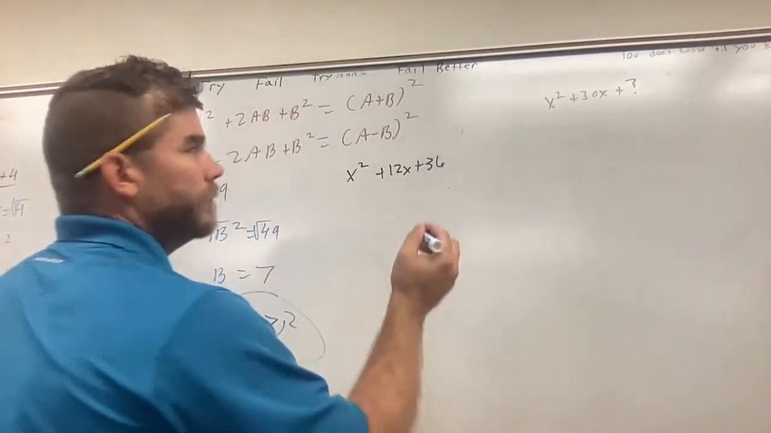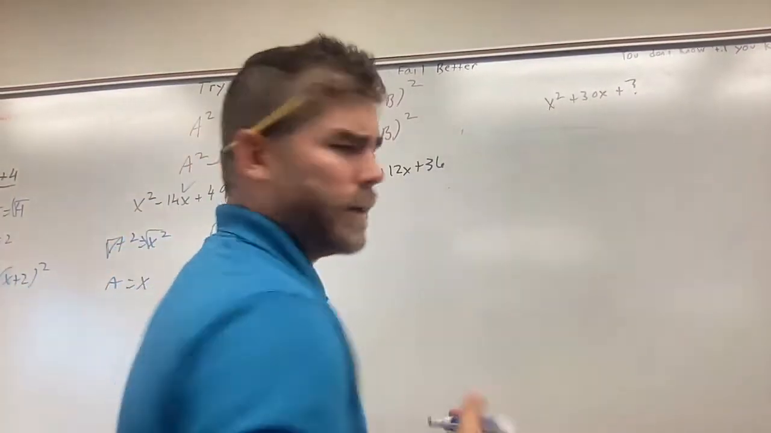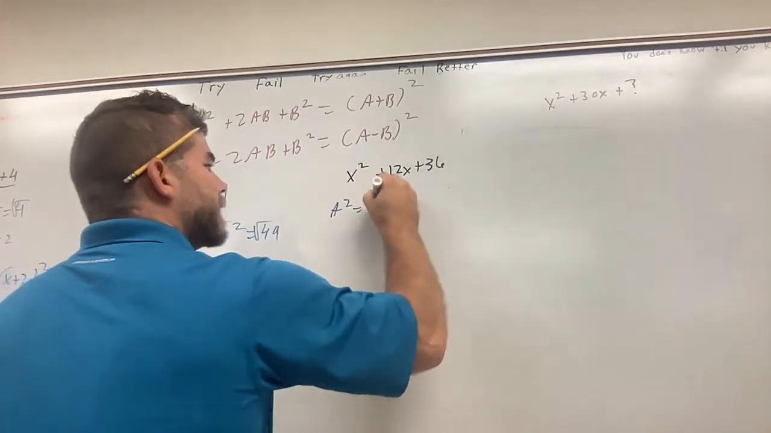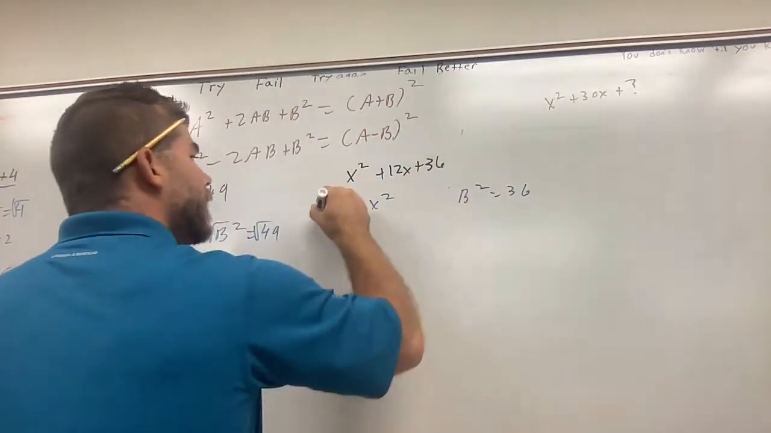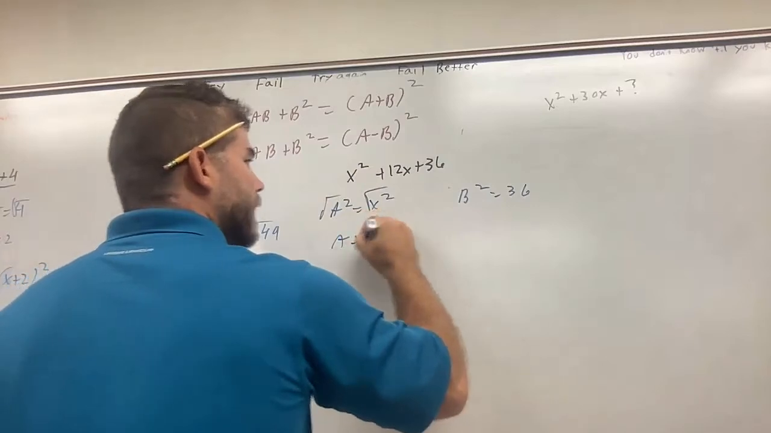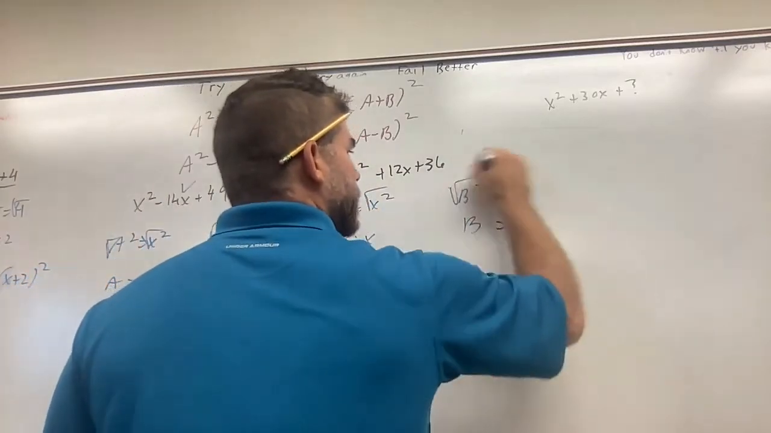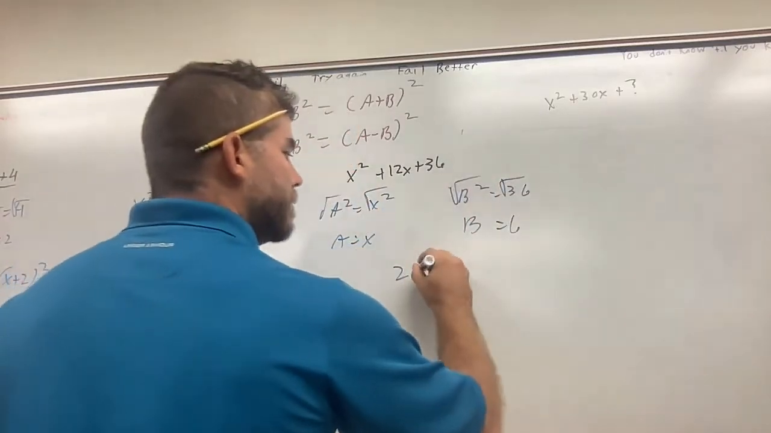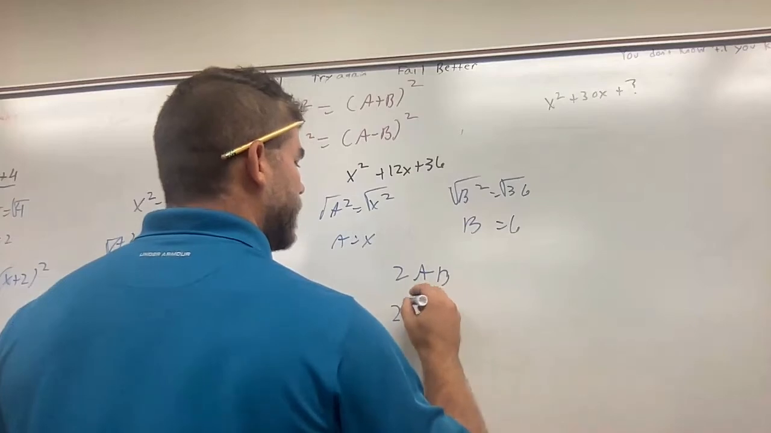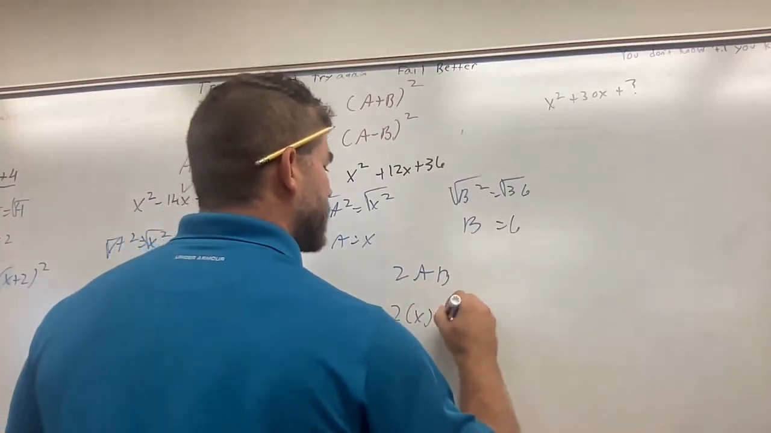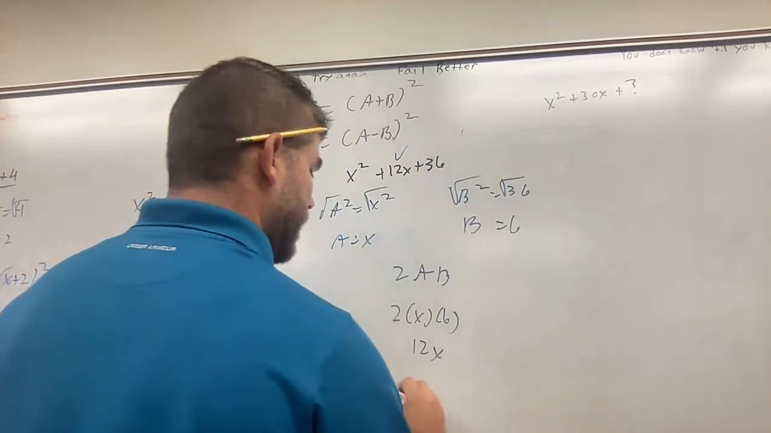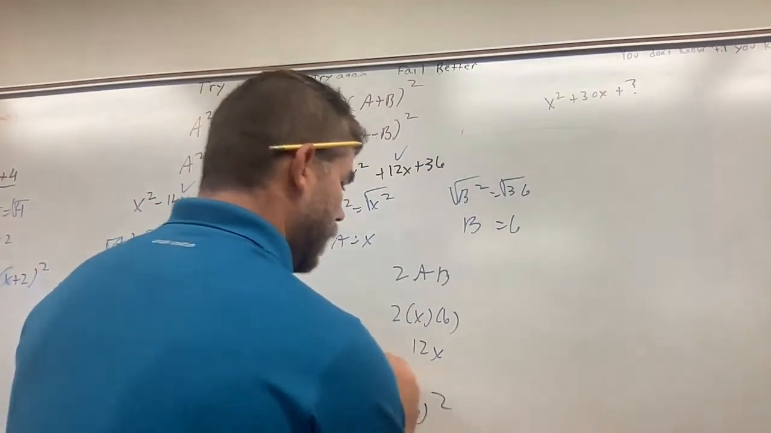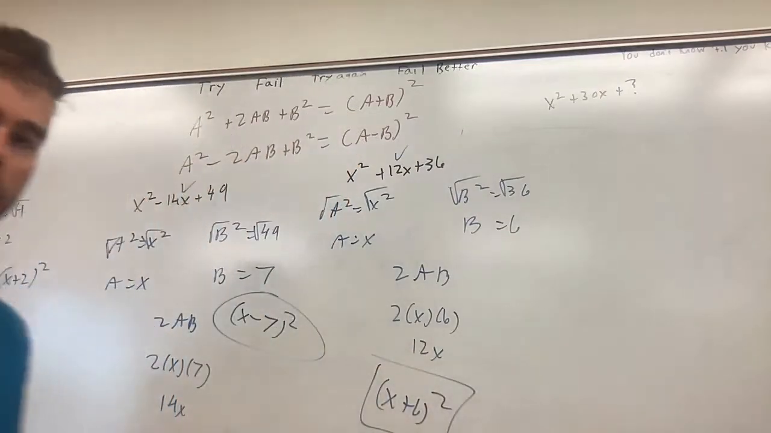All right, one more example. This way, we've done two different types of problems. We'll do a squared equals x squared, and then b squared equals 36. I square root both sides. A equals x, b equals 6. I have to do my 2, my a, and my b. Well, 2 times a, which is x, times b, which is 6, is going to be 12x. That's what I have. It is a positive, so I have (x plus 6) quantity squared.